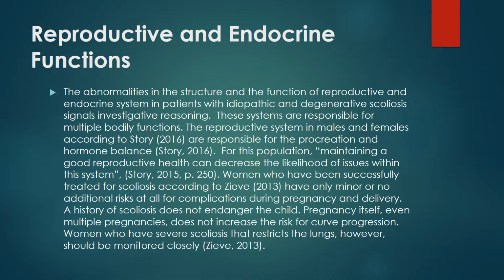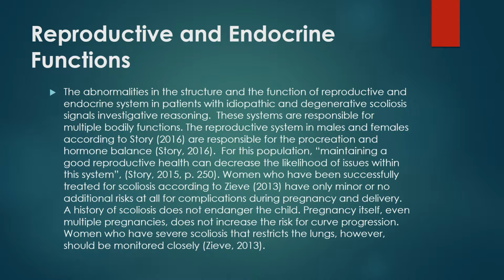The structure and function of the reproductive and endocrine systems are affected as well by this disorder. In patients with idiopathic and degenerative scoliosis, it signals investigative reasoning. These systems are responsible for multiple body functions. The reproductive system in males and females, according to Story, is responsible for procreation and hormone balance for this population. Maintaining good reproductive health can decrease the likelihood of issues within this system.